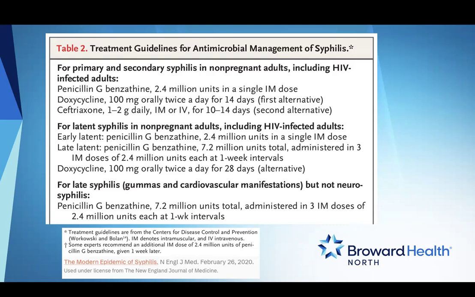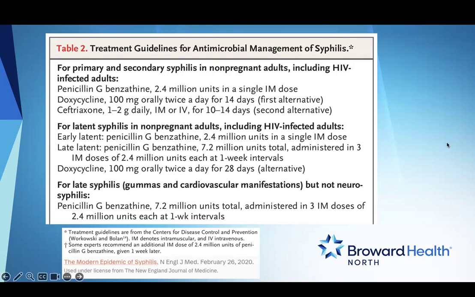So the early stages will be primary, secondary, and early latent. That is the penicillin we give, 2.4 million units as a one-time dose. But for late latent, or if the duration is unknown, we do weekly injections times 3.